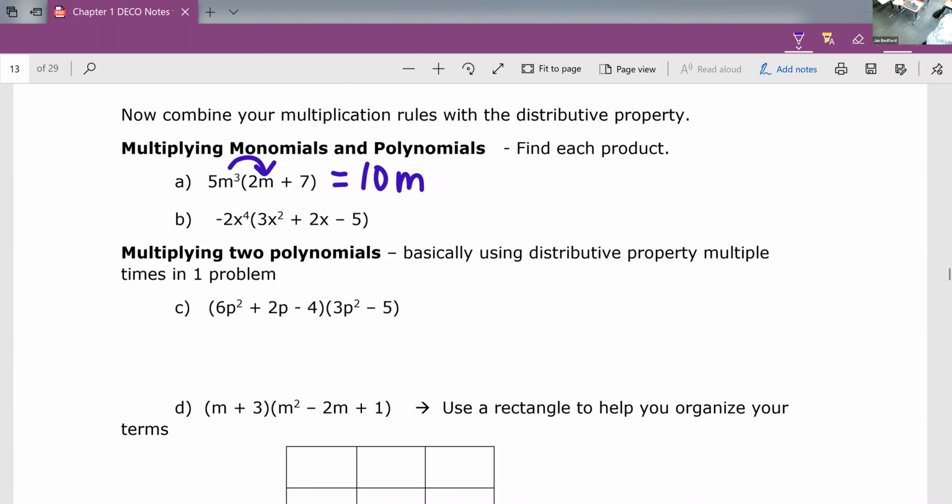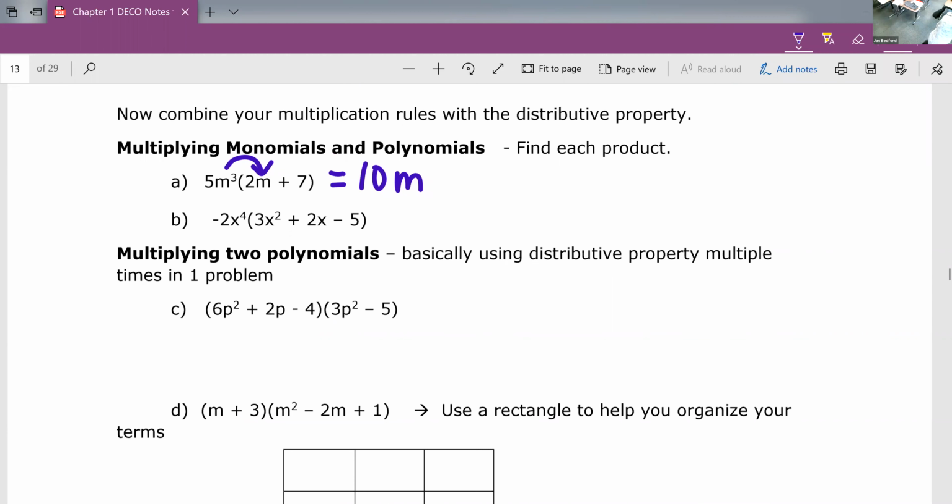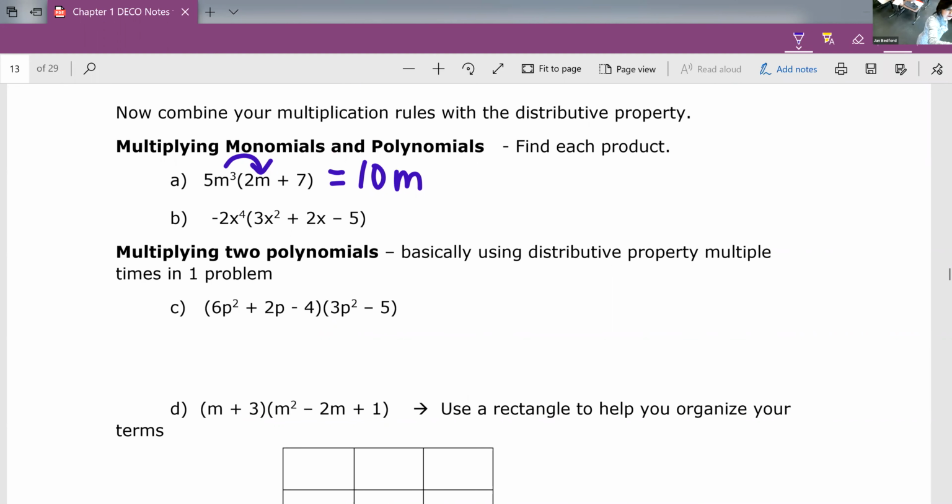Okay, why are you not wanting to mark? Oh, that is no bueno. Come on.